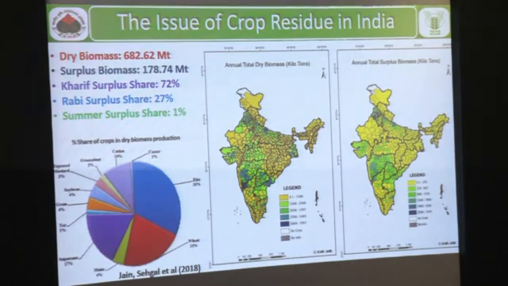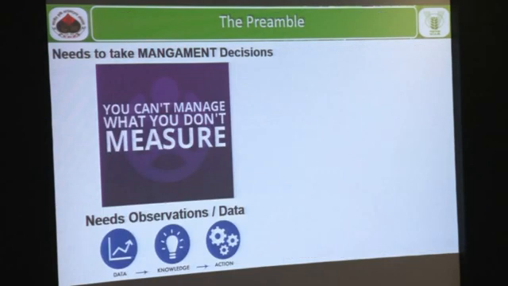And we found that there is at least 178.7 million tons of residue, which is surplus, of no use to anyone. And especially 72% of that is coming in our main Kharif season, which is coinciding with the monsoon, and 27% is from our winter season, that is Rabi. And the two major crops, rice and wheat, contribute more than 50% of the residue which is produced, and this is the distribution of total annual dry biomass and surplus biomass across India.